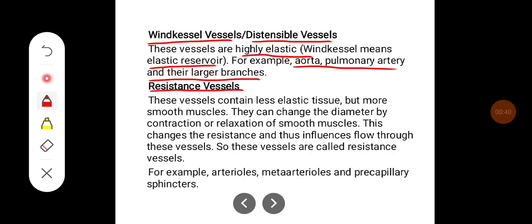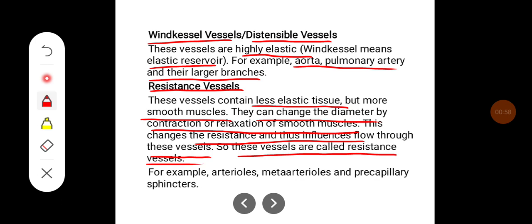Resistance vessels contain less elastic tissue but more smooth muscle. They can change their diameter by contraction or relaxation of the smooth muscles. This changes the resistance and thus influences flow through these vessels. So these vessels are also called resistance vessels. For example, arterioles, metarterioles, and precapillary sphincters.